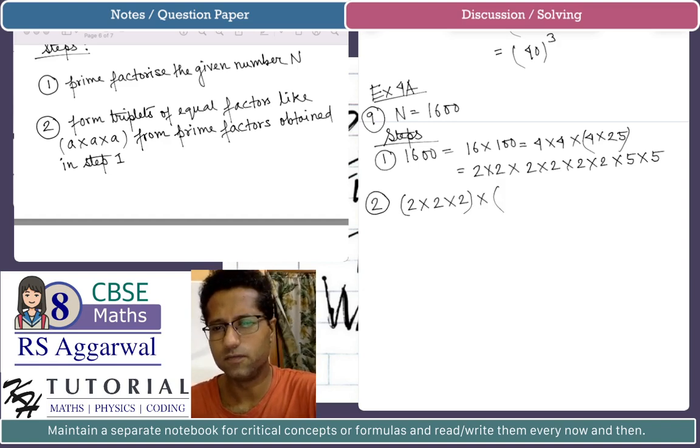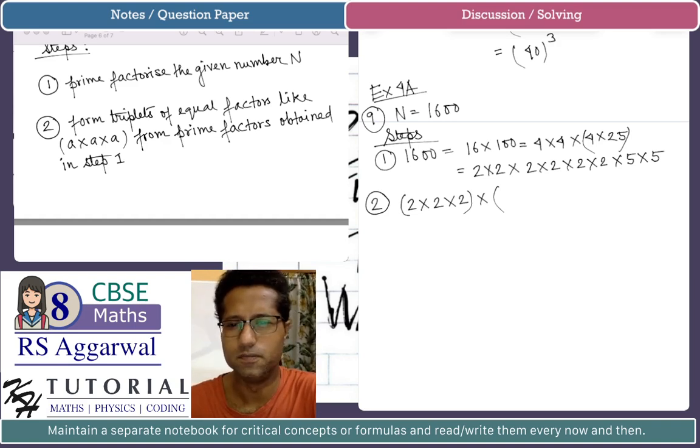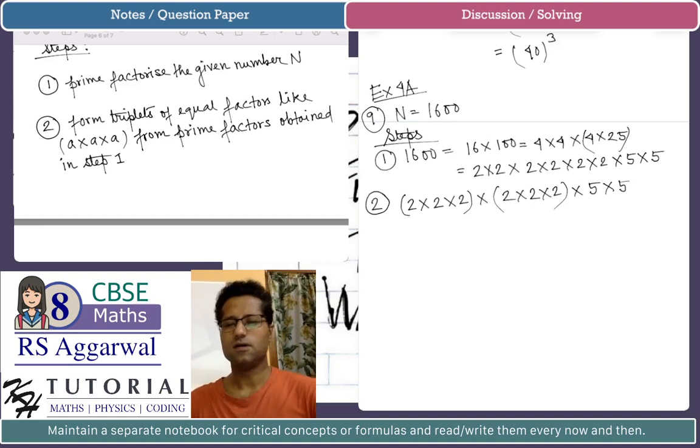How many 2's are there? 1, 2, 3, 4, 5, 6. So there will be 2 triplets of 2's. Okay, and 5 square will remain. Okay, so this is the step 2.